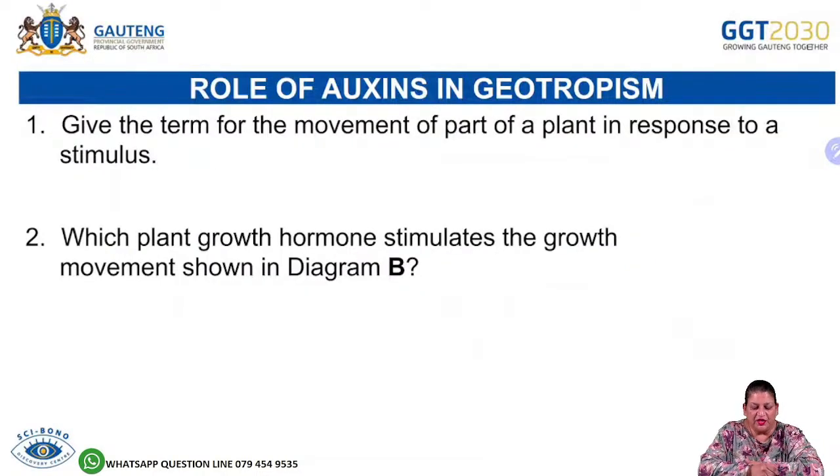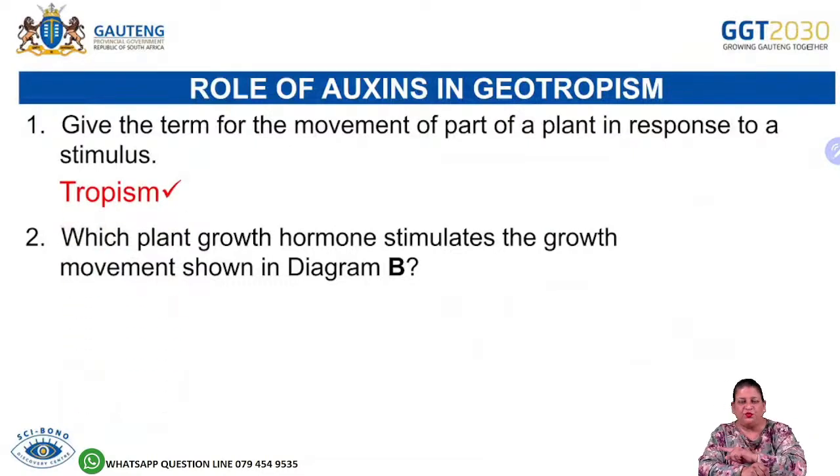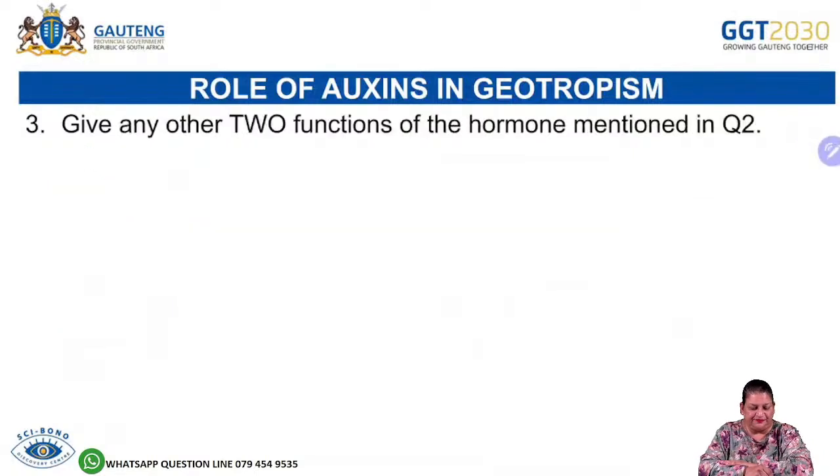Give the term for the movement of part of a plant in response to a stimulus. They're not talking of light, they're not talking of gravity. So just the movement of part of a plant towards the stimulus, it's just called tropism. But if it's towards gravity, geotropism. If it was towards light, phototropism. Before, it used to be towards water, it was called hydrotropism, but that's no longer in the syllabus. Which plant hormone stimulates the growth movement? Always, movement towards gravity, movement towards light is only auxins.